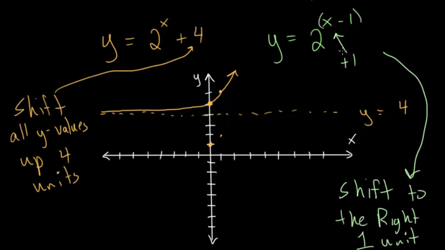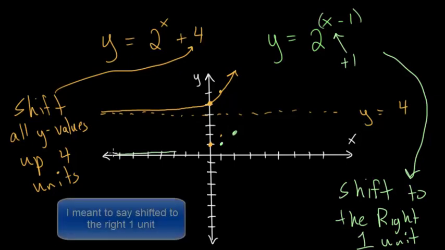So with this function, we essentially start with our parent function, just like normal, but everything is now shifted 1 unit to the right. So instead of being at 0, 1, it's now at 1, 1. And instead of being at 2, 4, it's now at 2, 2, because this point at 1, 2 is shifted over. And everything else looks the same. It's just the entire graph is shifted to the right 4 units.